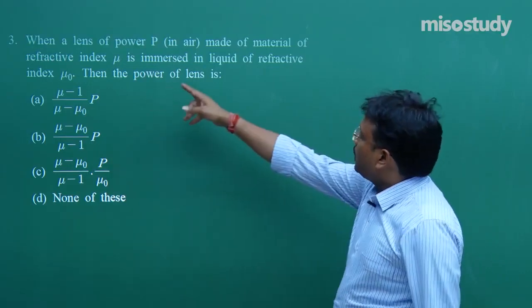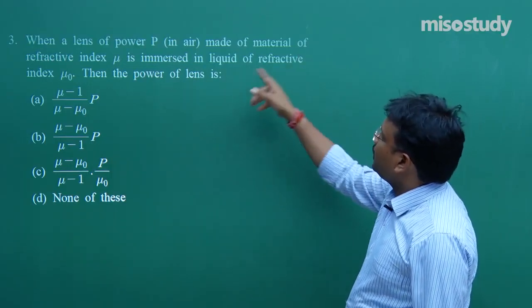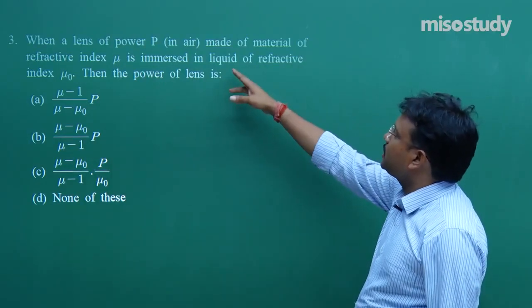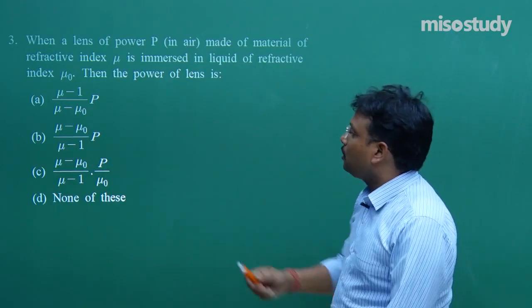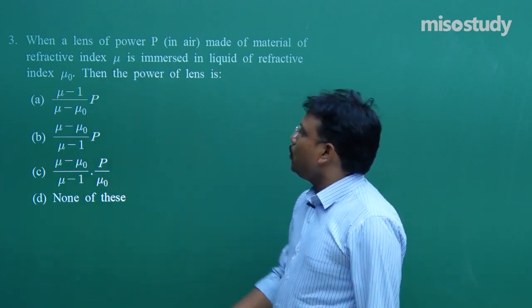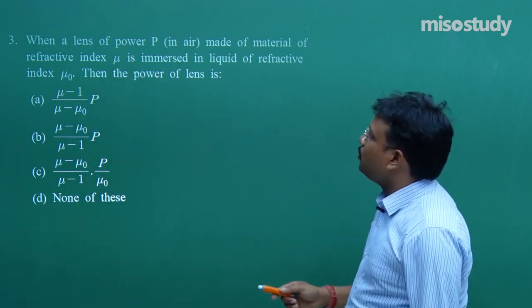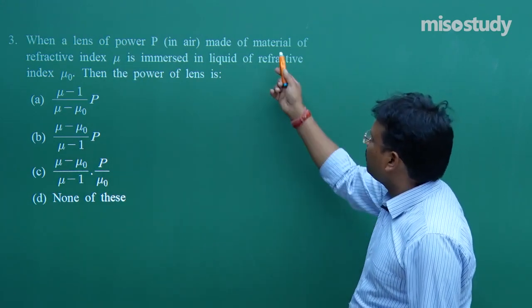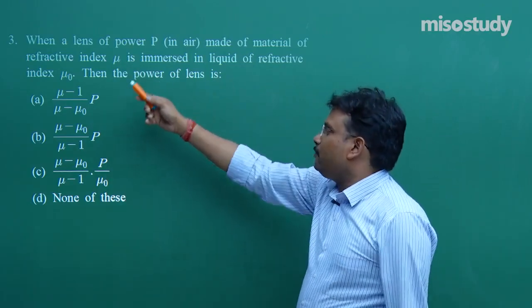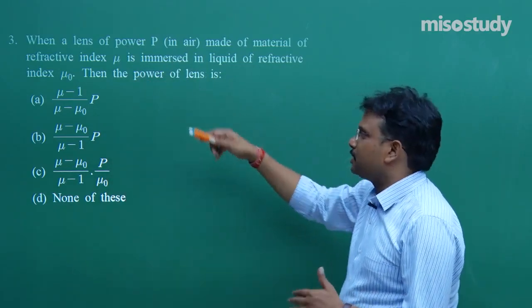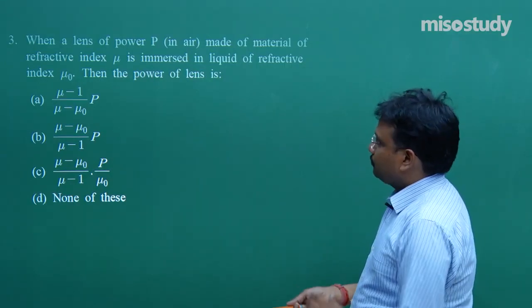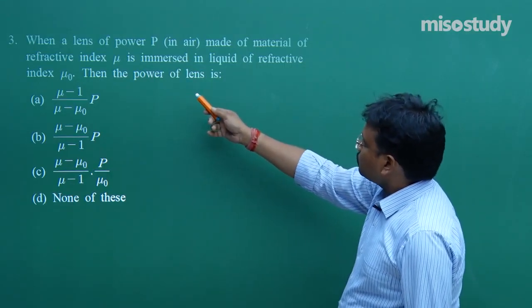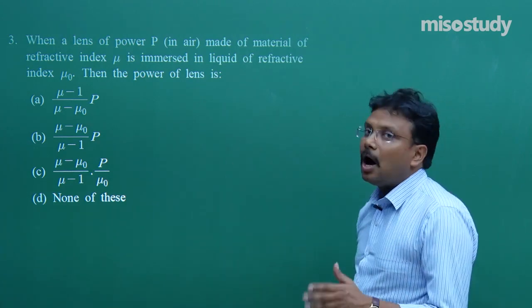When a lens of power P made up of material of refractive index mu is immersed in a liquid of refractive index mu naught. Now, it is not given whether mu is greater than mu naught or mu naught is greater than mu, but one way we have to find out. So, let us start with one aspect, that is mu is greater than mu naught. Then what is the power of the lens?